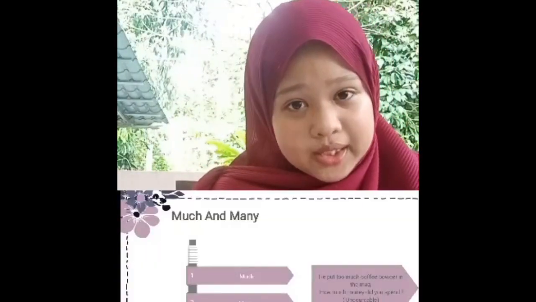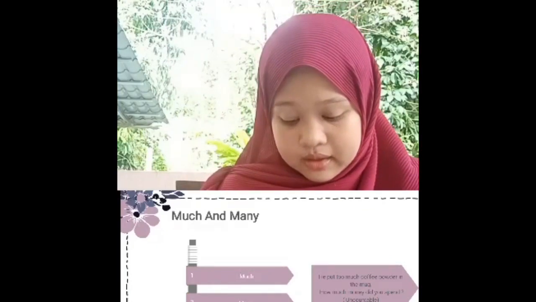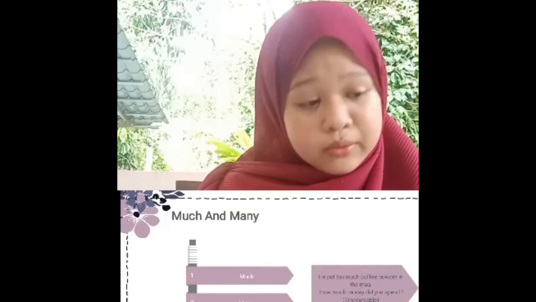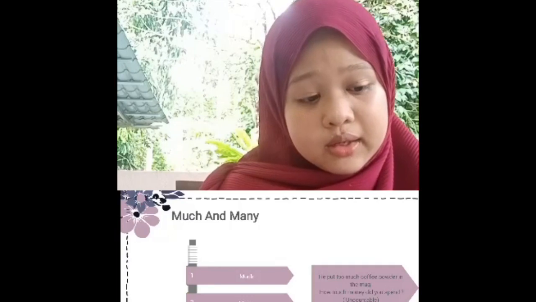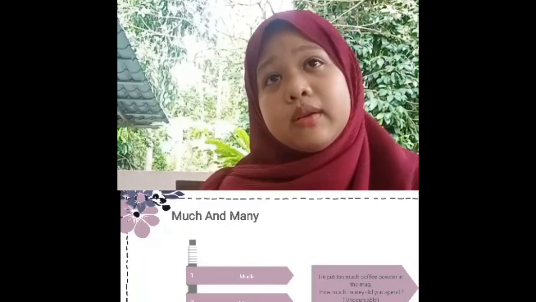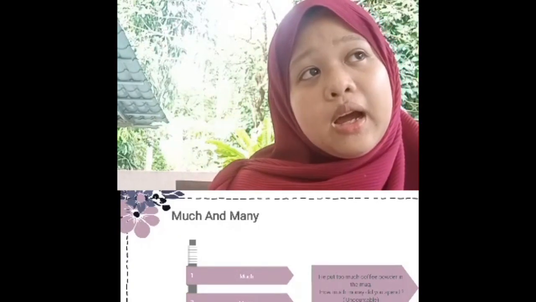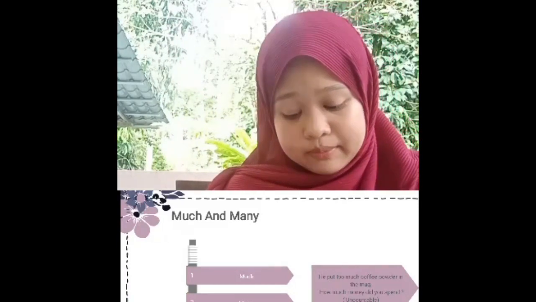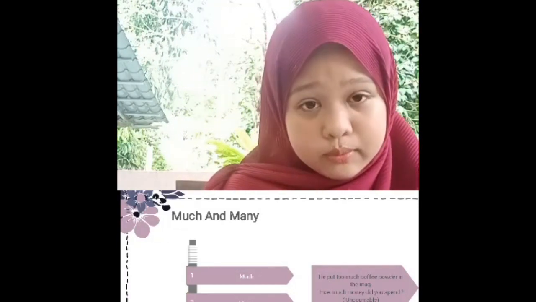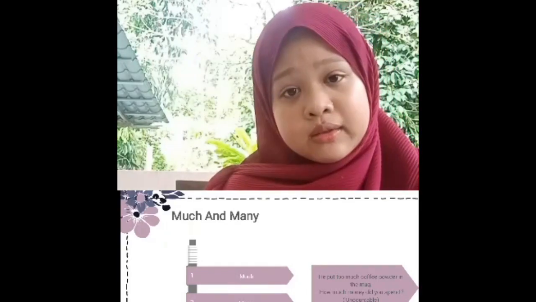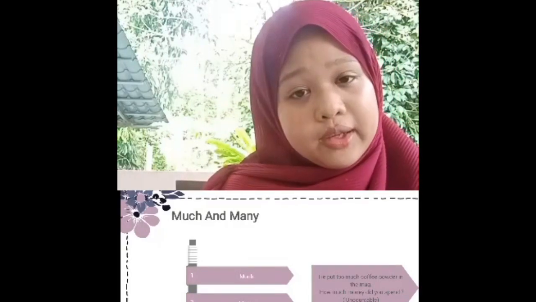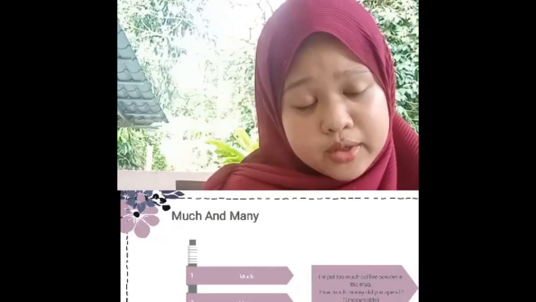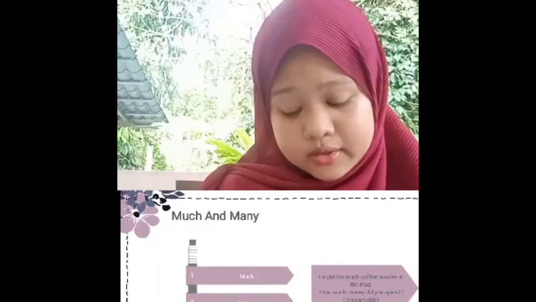That's the examples. Third is much and many. Actually, when we want to use much, it is for something that is uncountable, for example sugar, salt, coffee, and so on. For the example, he put too much coffee in the cups. So coffee is something that is uncountable, so we use the word much.